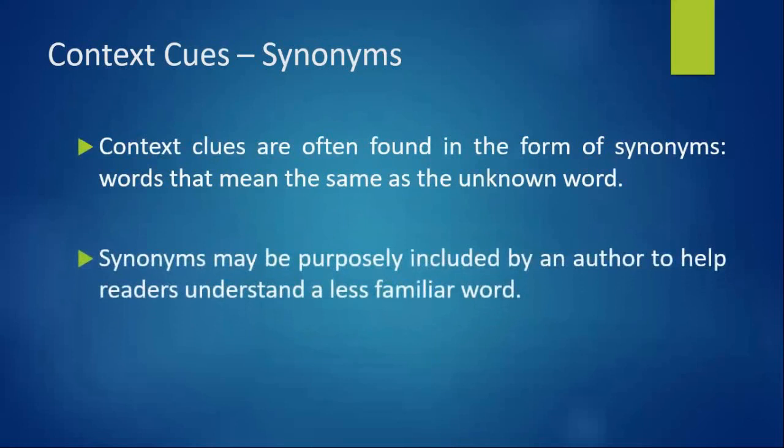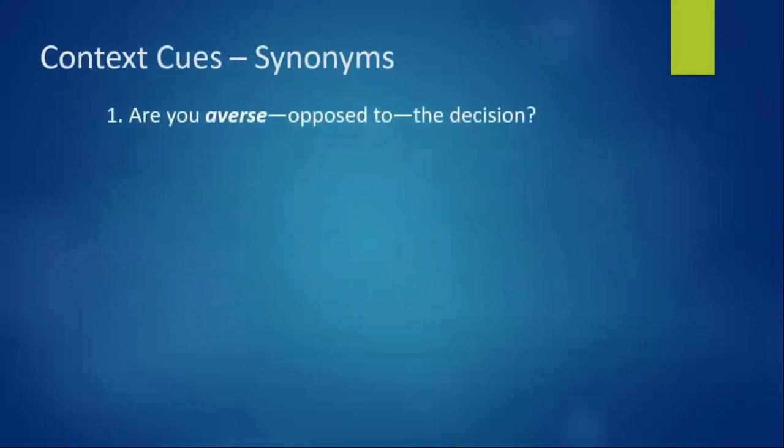All right. Now, sometimes synonyms may also be purposely included by an author to help readers understand a less familiar word. Sometimes they have used a difficult word, a high level vocabulary, but then they have also presented a synonym of that word so that readers can understand the less familiar word with the help of the synonym. So let's see. Are you averse, M dash, opposed to the decision, right? Are you averse, opposed to the decision?